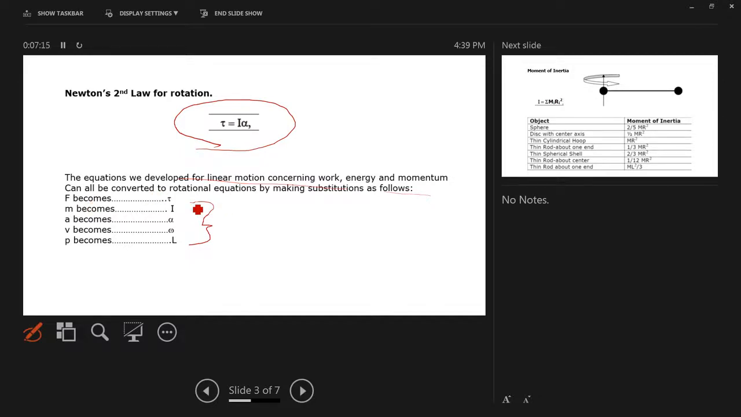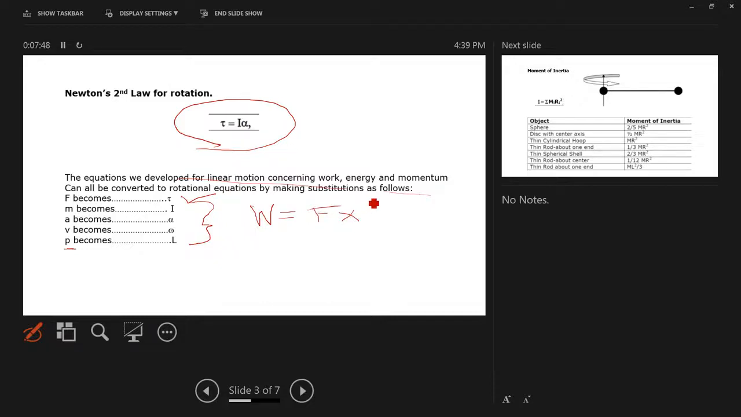We now can see that we're going to replace the force wherever we see force with tau. We're going to replace the mass wherever we see that with this symbol I, which stands for moment of inertia. And we're going to replace the symbol P for linear momentum with angular momentum L. So for example, the work equation that we had, work in linear motion was force times distance, right?